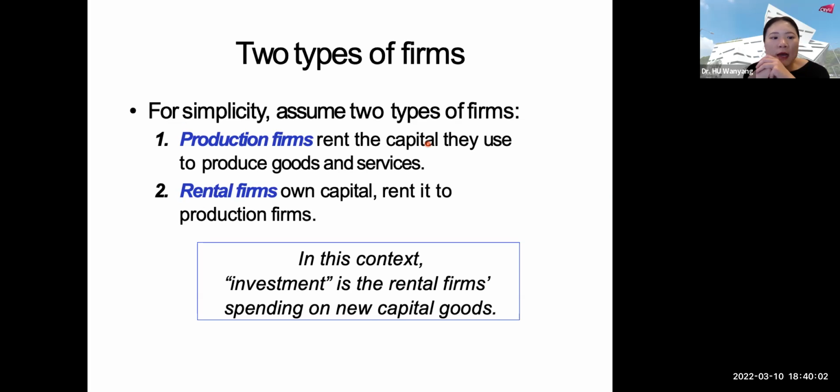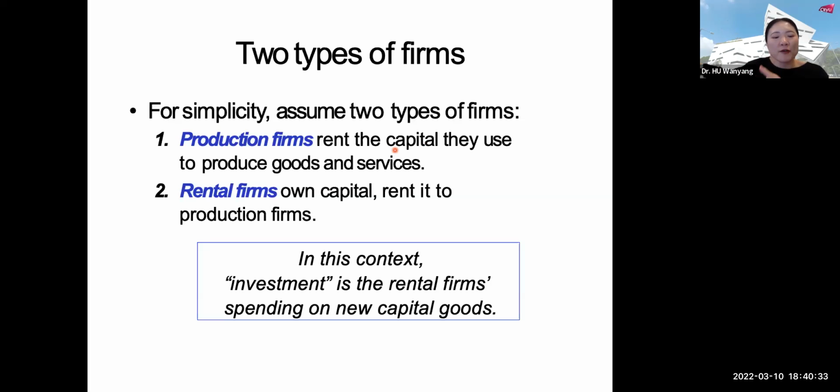So in this case, we have two types of firms. One is the production firm. Let's assume this is a manufacturing firm that makes clothes. They rent capital. They produce goods and services by themselves, but they need capital. Or maybe this is a construction company. They produce housing units, but they need to rent the capital, for example, the machinery, from rental firms.